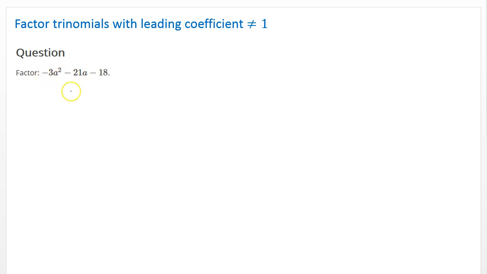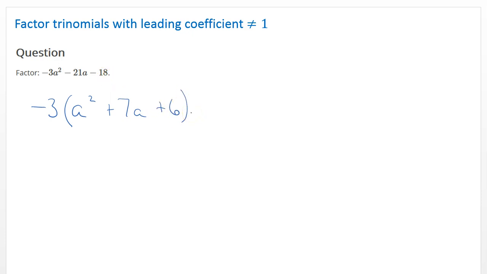The leading coefficient is -3. What you should always do when you first approach the directions of factor is look for a greatest common factor. And this particular example does have a greatest common factor of -3. So I can divide each of these by -3. Now, what we do when we do that is pull the -3 in front and divide each by -3, and so that would give us a squared. -21 divided by -3 is plus 7a, and then -18 divided by -3 is plus 6.